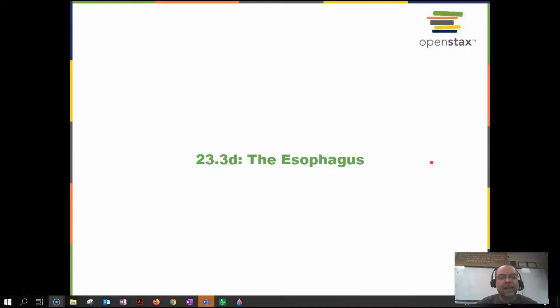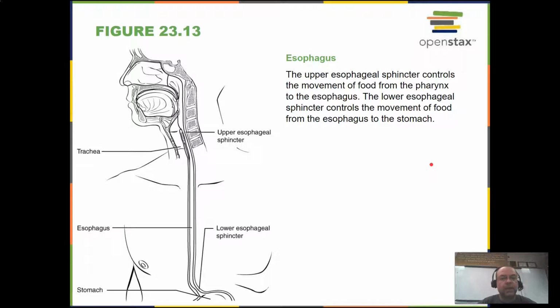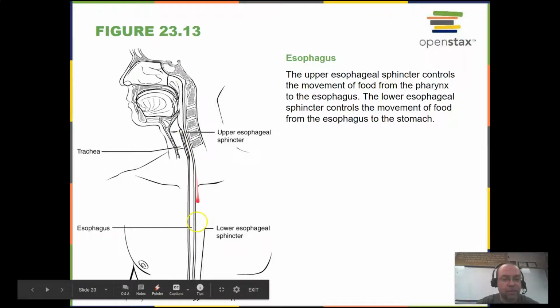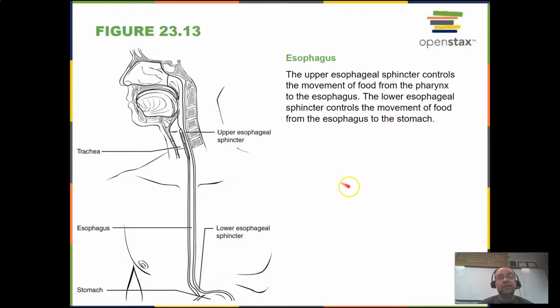Let's take a look at the esophagus now, otherwise known as the food tube. So there's no digestion that happens here in the esophagus. The esophagus simply connects the oral cavity and the oropharynx back here with the stomach. It's simply a hollow tube, and the esophagus very normally is collapsed. There's no reason for it to stay open.